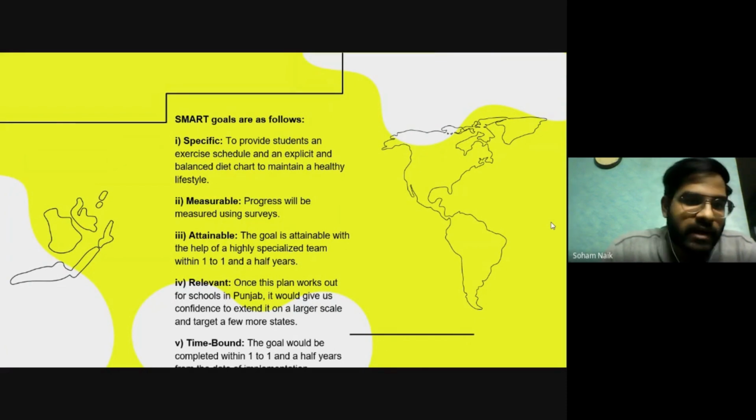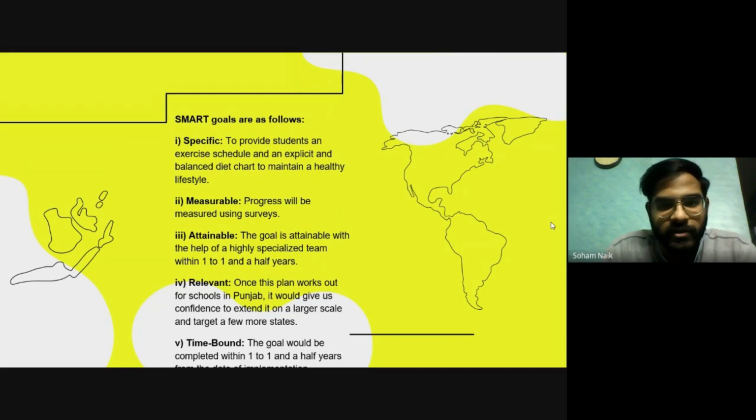So, SMART, talking about the specific goal. A specific goal would be to provide students an exercise schedule and an explicit and balanced diet chart to maintain a healthy lifestyle. The goal also needs to be measurable. To make the goals measurable, we are going to conduct surveys, taking measurements for the height and weight of the students, and based on the height and weight measurements that we have stored in the databases, we will be calculating the body mass index.